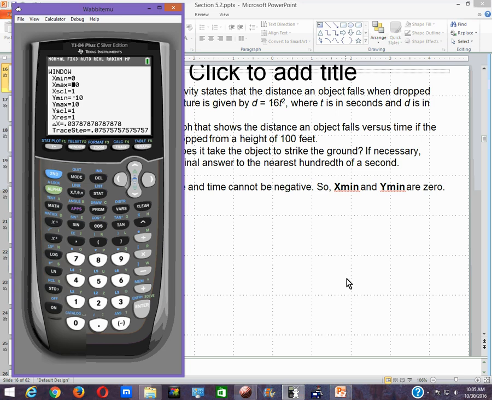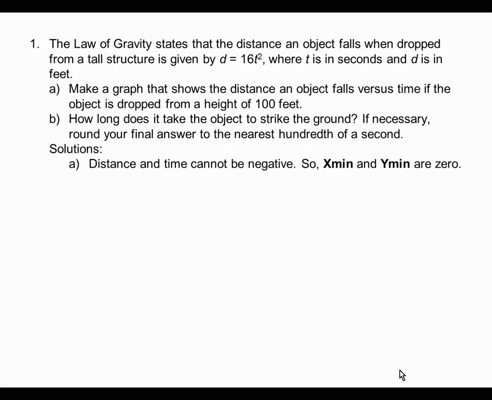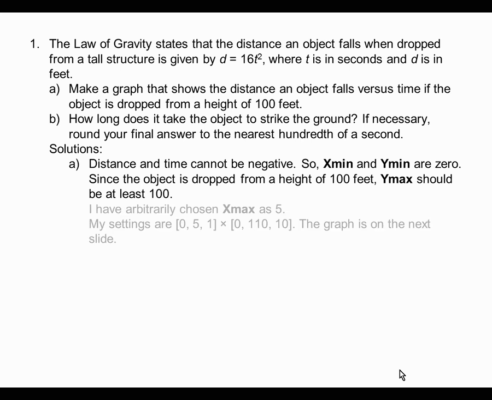We have to estimate how long we think it would take. So, to be consistent, what did I predict here? Since the object is dropped from a height of 100 feet, the y-max should be at least 100. We might go a little bit higher than that, 110. I chose the x-max to be 5. I thought it could actually hit the ground within 5 seconds. The t, which is the x on the calculator, is how long it will take. So to make my windows consistent, I'm thinking 5 seconds.